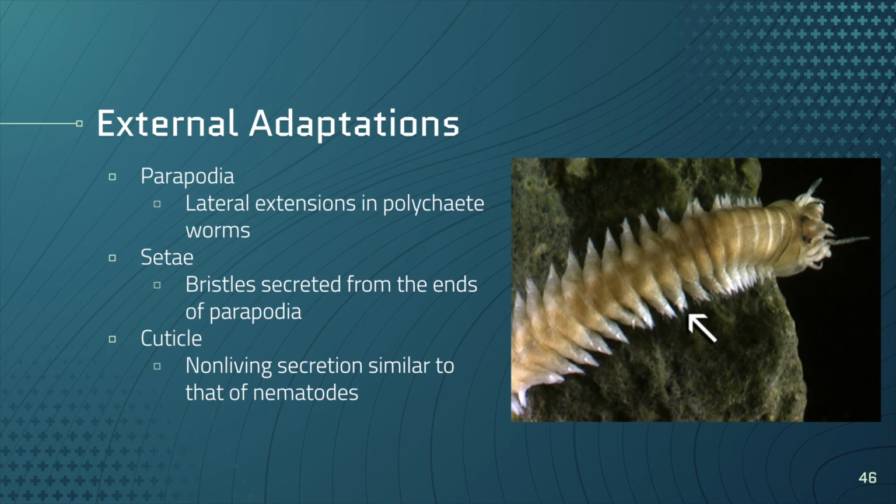Again, setae have a variety of functions, including the anchoring of the animal to a substrate. Lastly, the annelids are covered in a non-living secretion from epidermal cells called the cuticle. We have seen the cuticle in other worms, and it offers similar functions in the annelids.